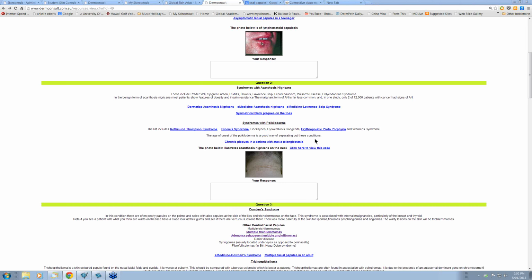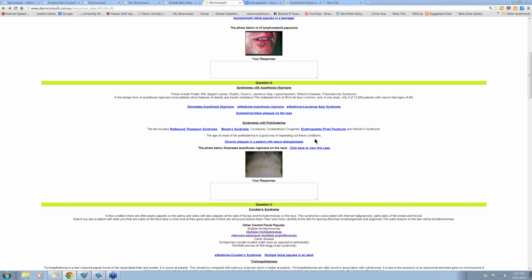Yeah, Rothmund-Thomson: a rare autosomal recessive disorder with poikiloderma at 3 to 6 months of age, usually on the cheeks, hands, and feet, sparing the chest, back, and abdomen, and sensitivity to sunlight. Occasionally they'll get blistering. So again, you've got a young child with real sensitivity to sunlight.